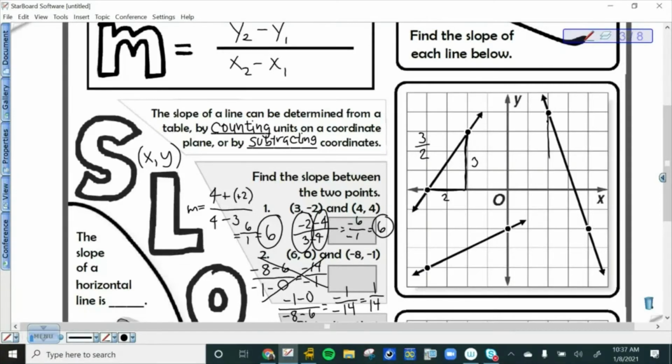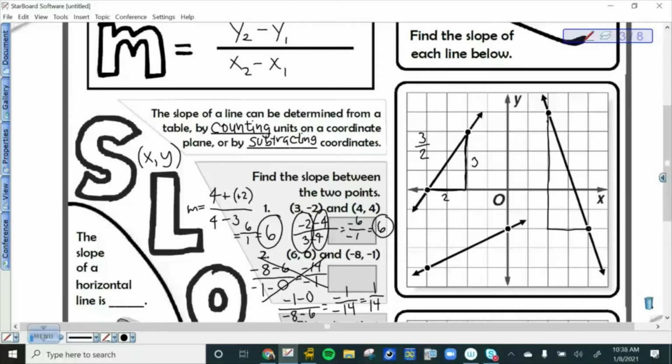How about this one? Someone count it out. 6 over 2. 2, 4, 6. And is it negative or positive? Negative, because we go down and then over. Any negative slope is going to be going down when we're looking at it from left to right. So it's -6 over 2.